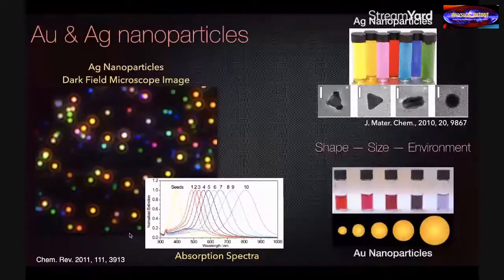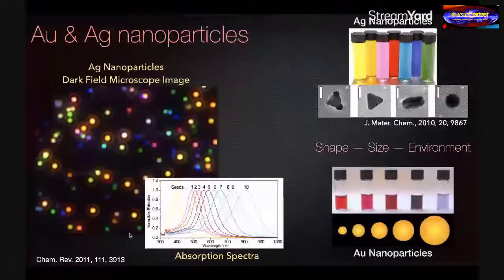And here on the top, you have suspensions, giving you fantastically brilliant colors. Very different colors in suspension. The bottom shows you gold nanoparticles, spherical gold nanoparticles of different sizes, and you can see that as the size changes, the color of the solution also keeps changing.